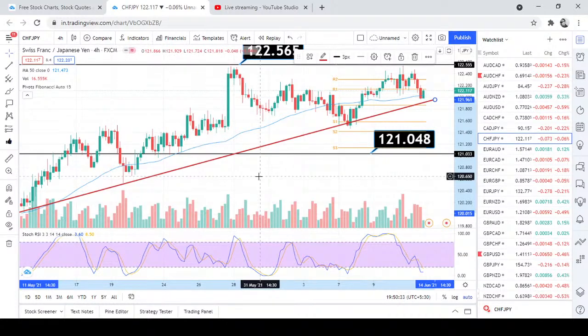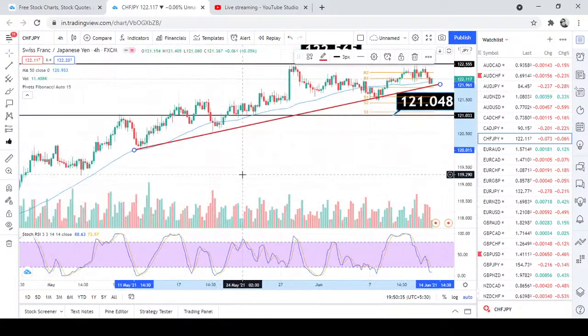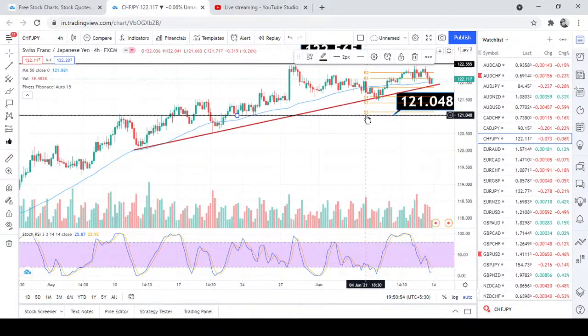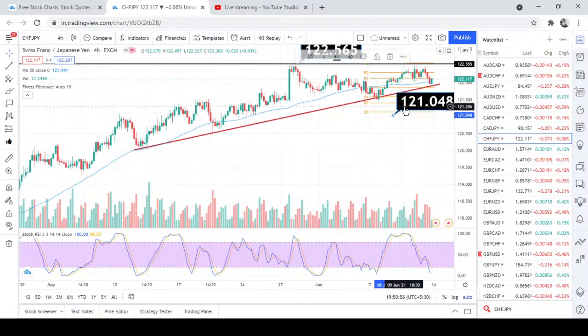Because things are very beautiful. We can see that overall the trend is towards the upside. The market is in an uptrend and is taking support at this trend line. This is a dynamic support. These other levels are not required because they are old levels.